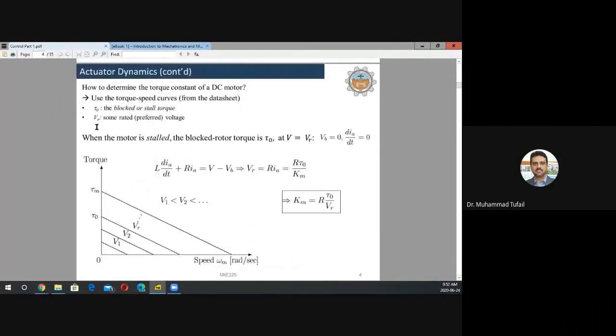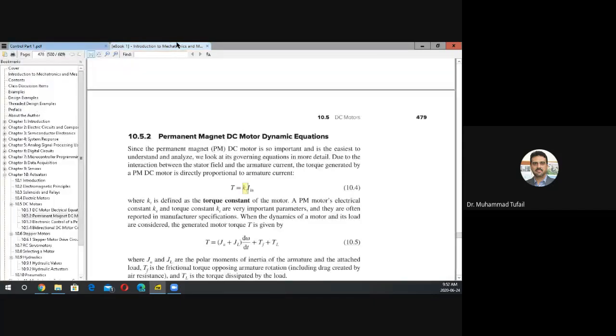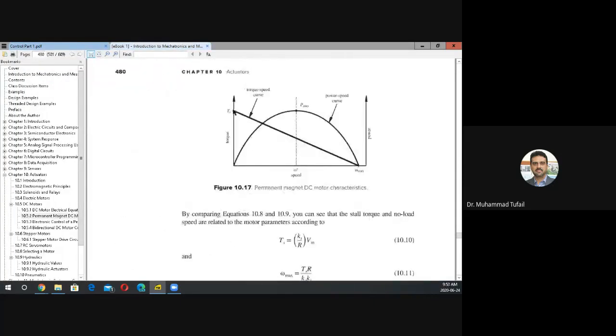Then there is something called the rated voltage for a DC motor. Every data sheet has it. So what is the rated voltage? Rated voltage is the voltage at which you operate the motor. These curves are given. If you look at the torque versus speed curve, last time we saw that this is one curve.